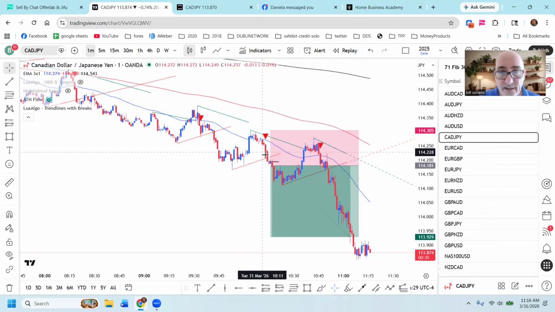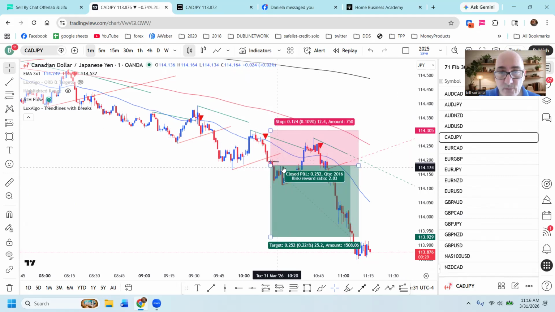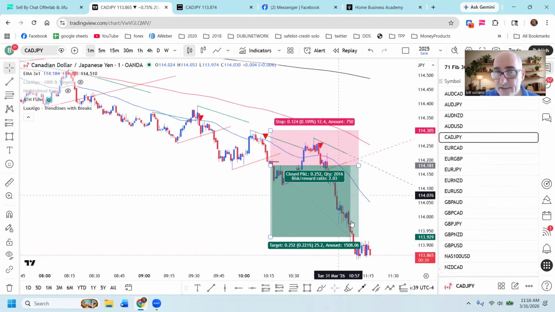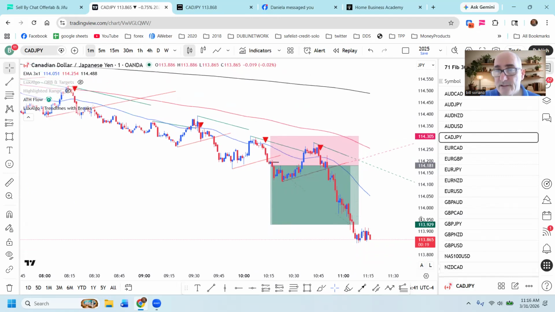So again, we entered, there was our entry there. We got in a little bit lower, right? Not quite an ideal entry. Again, price does move against us, and then boom, right down to take profit. So those are 2 trades from today.